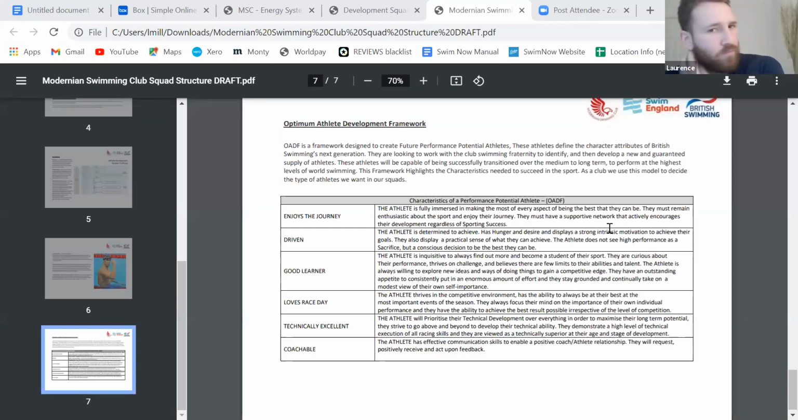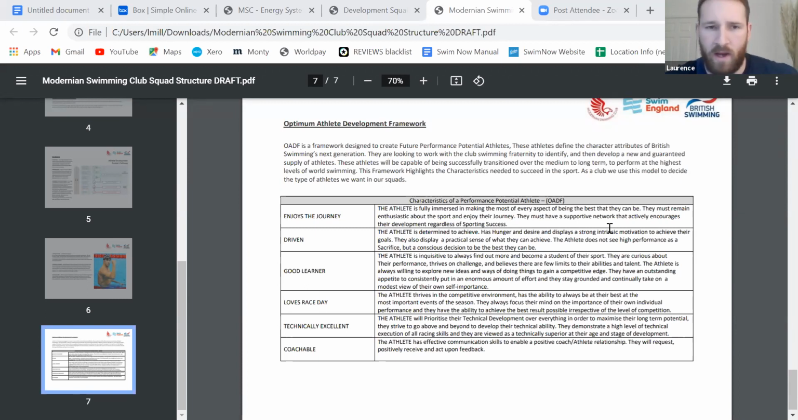We summarize that with the OADF characteristics, which you guys will have all seen. I'm going to show it just for the sake of it. These are the OADF characteristics that we follow, and they're on our club website. I know you mentioned it at the beginning, Lee: are you deciding your swimmers into groups based on time and ability, or on other factors? These 6 factors are things that we're trying to drill in as early as possible.